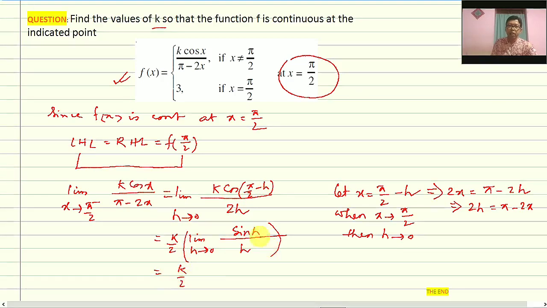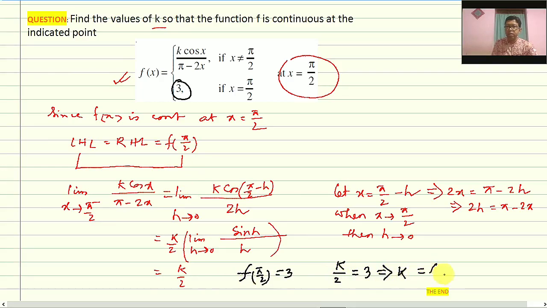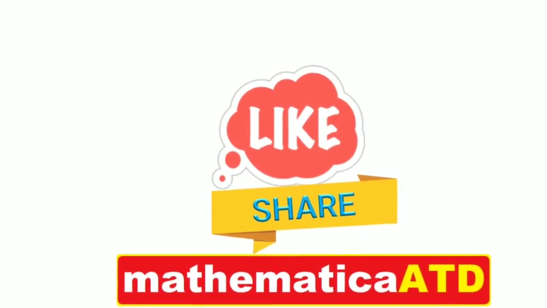And another part is, what is the value of the function f of x at the point x equal to pi upon 2? That means f of pi upon 2 is equal to 3. This is given in your question. Now see that since LHL is equal to RHL and is equal to f of pi by 2, I have just found LHL and it will be equated to f of pi by 2. So from these two, we can compare k upon 2 is equal to 3. So you are getting k is equal to 3 into 2, which is 6. So the result is k equal to 6. Okay. Next.